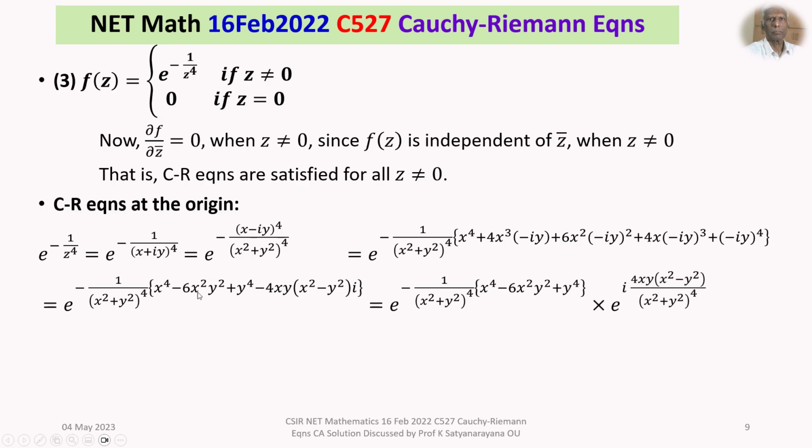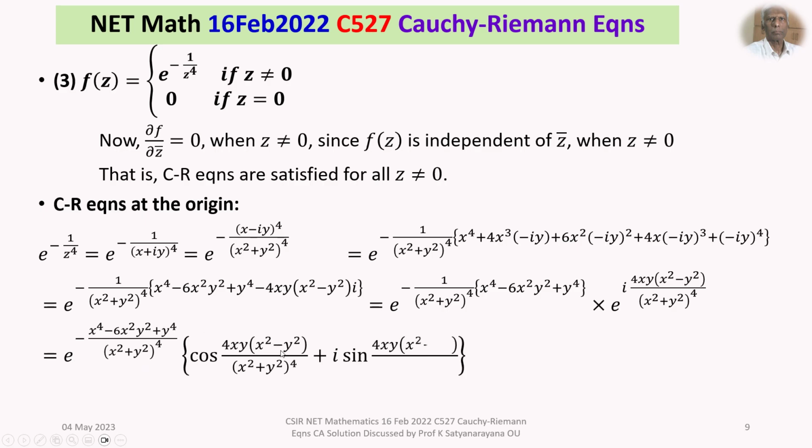And the real part is x to the power of 4 minus 6x square y square plus y to the power of 4. And the imaginary part is minus 4xy into x square minus y square i. So this will be equal to e power minus the real part into e power i into that imaginary part. So e power i theta, for this cos theta plus i sin theta we will write, that is e power the real part and multiplied by cos of theta plus i sin theta.